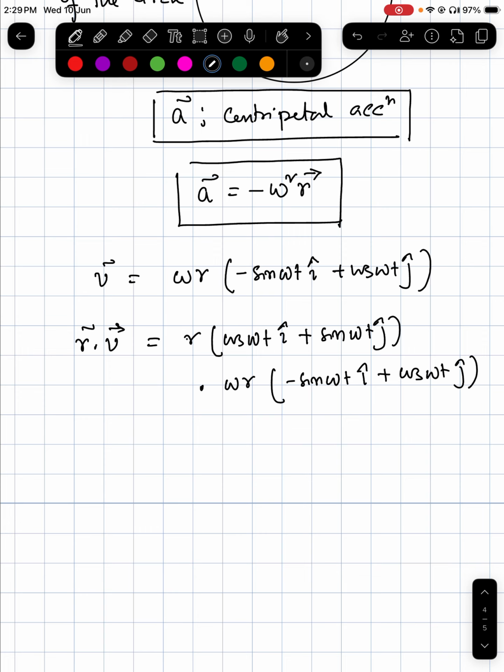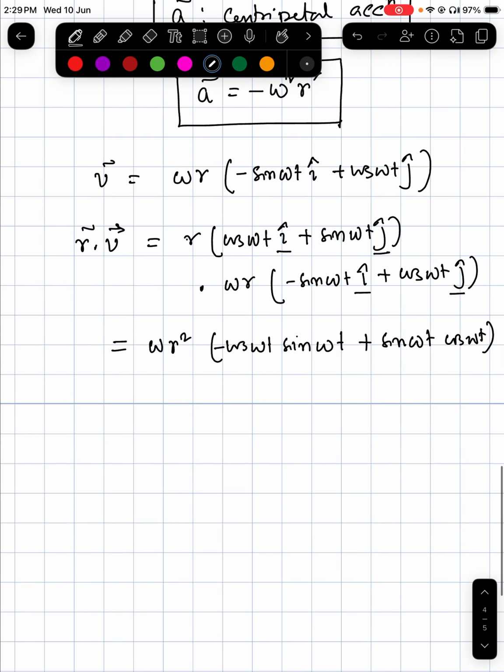Now using the general method of dot product, we can easily find that i cap and i cap survives, j cap and j cap survives. The other terms are zero because i dot j and j dot i are zero. So I can easily write omega r square times minus cos omega t sine omega t plus sine omega t cos omega t. But both terms are the same with opposite sign, so they will cancel each other. So it becomes zero.